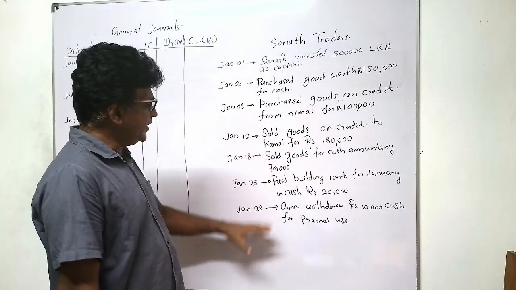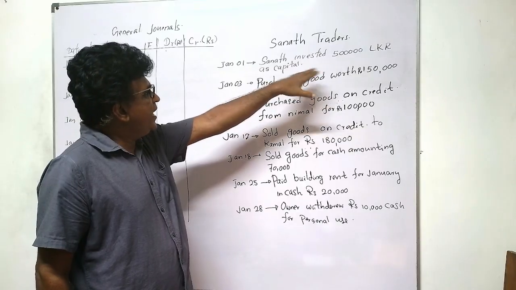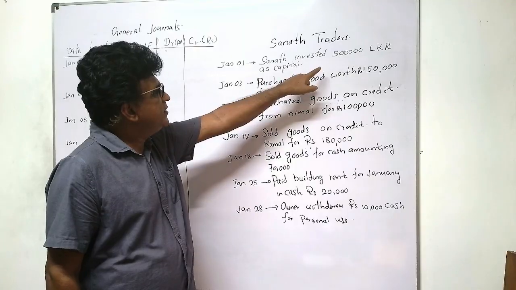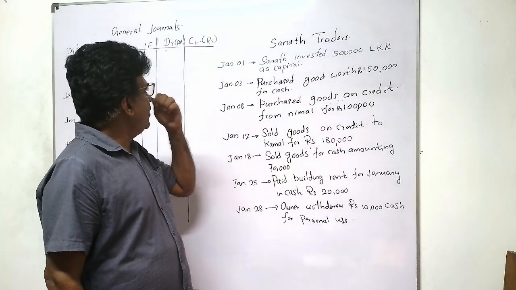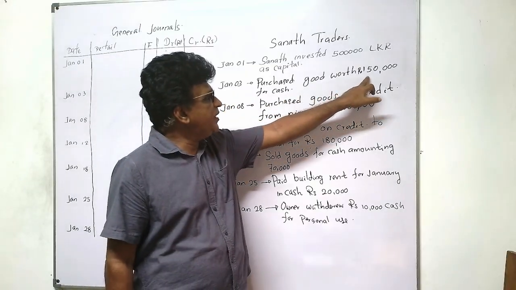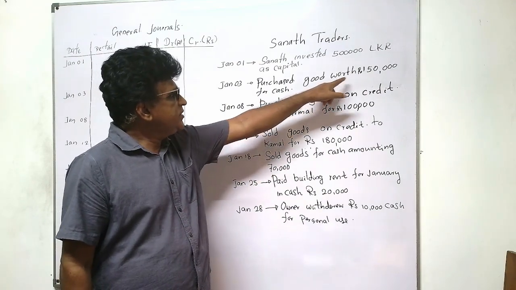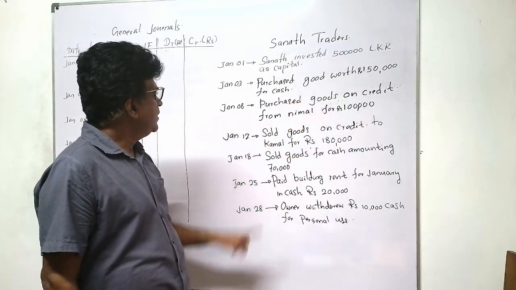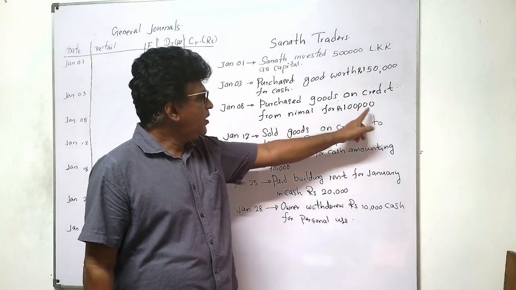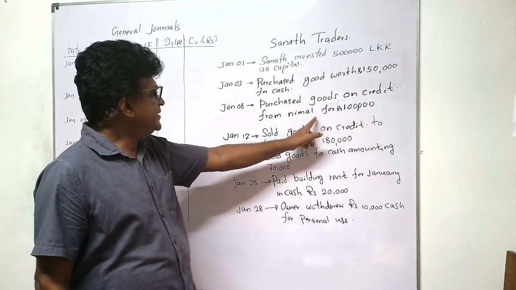Some transactions are there. January 1st, Sanath invested 500,000 LKR as capital. The owner has invested capital, that is 500,000 rupees. January 3rd, purchased goods worth 150,000 for cash. Buying goods, that is 150,000. January 8th, purchased goods on credit from Nimal for 100,000. That is a credit transaction.